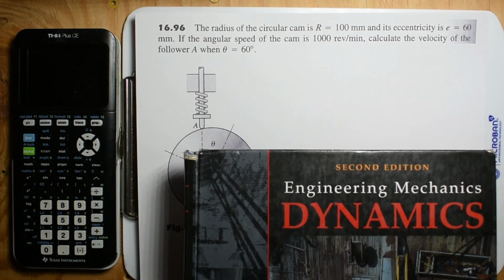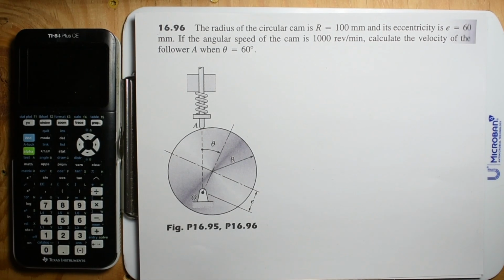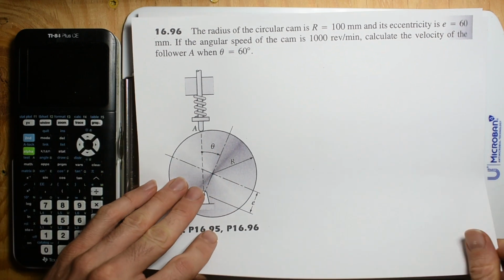Alright, we got dynamics. This is part 7. What we're doing is differentiation, and in this one, we're going to differentiate with respect to time.